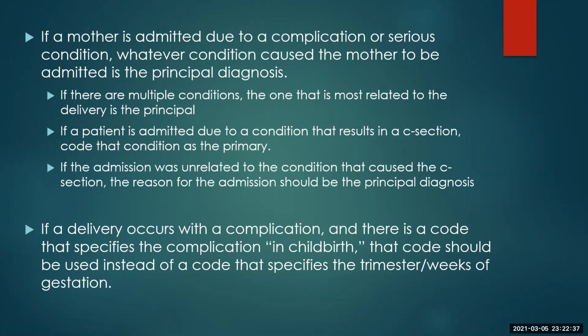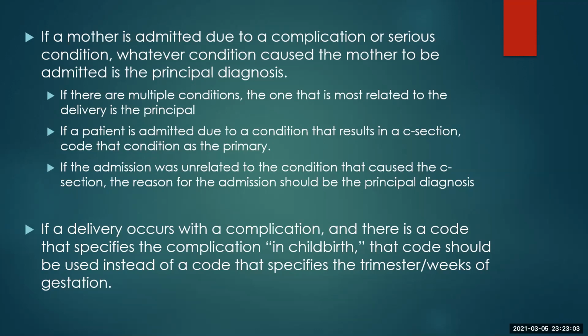If she's admitted for a complication or a condition and that condition necessitates a C-section during that admission, then the condition will be the first listed diagnosis. It won't be the C-section. It'll be the condition that caused her to need the C-section. So you'll likely go condition, then C-section, and then the outcome of delivery.